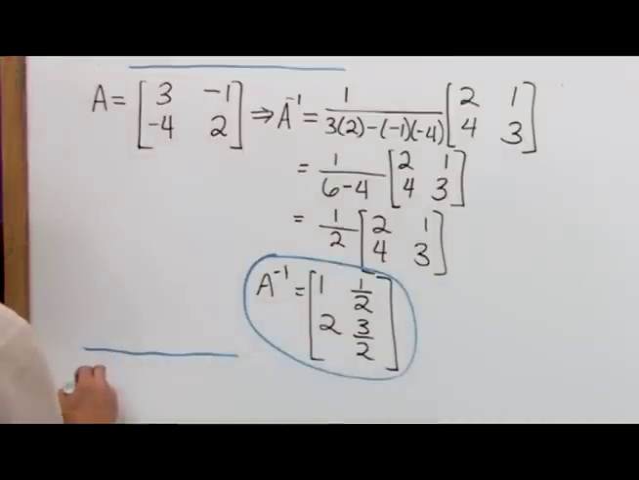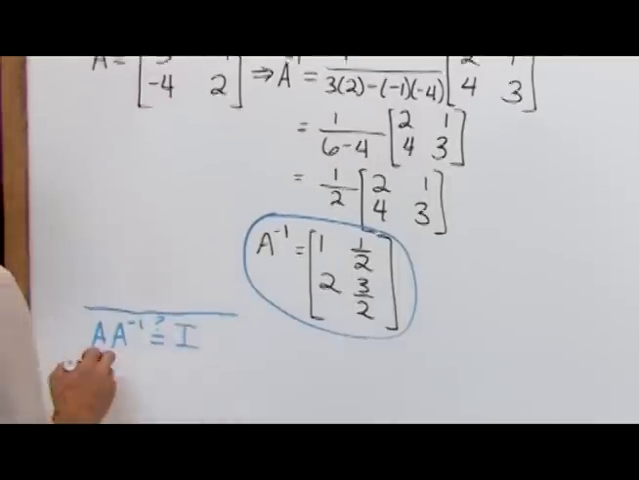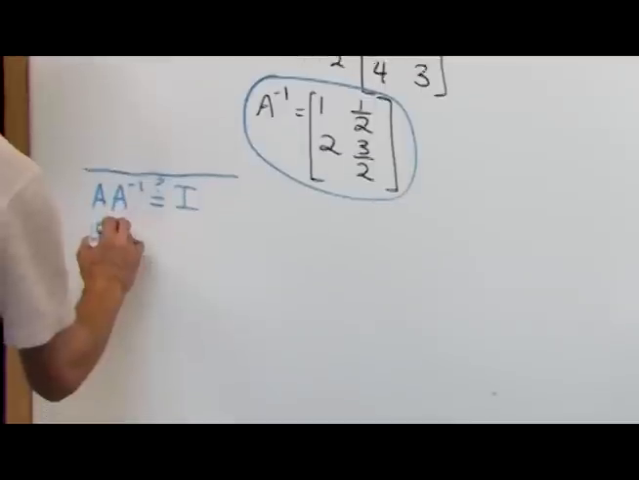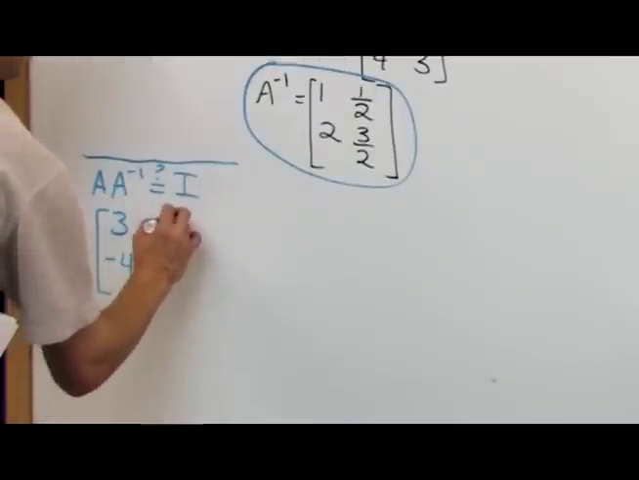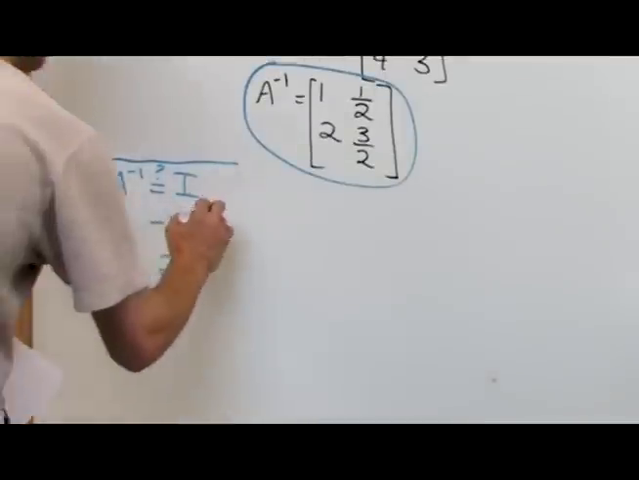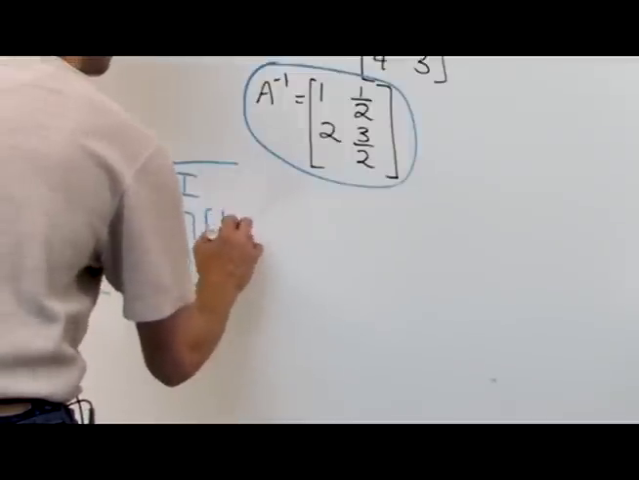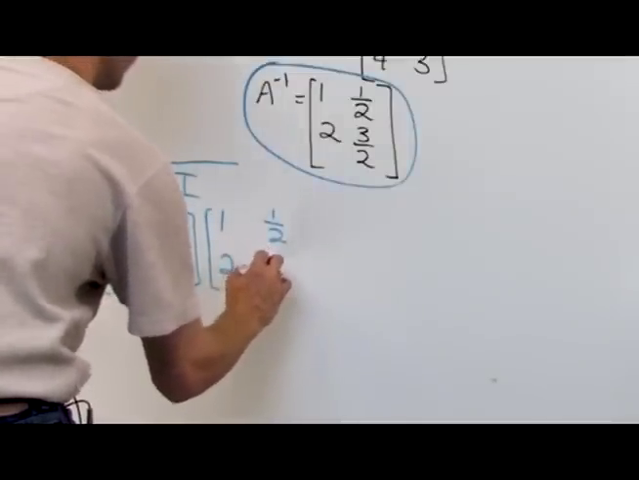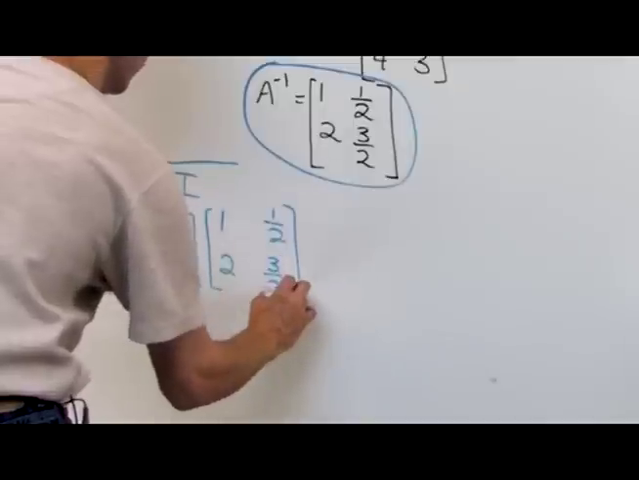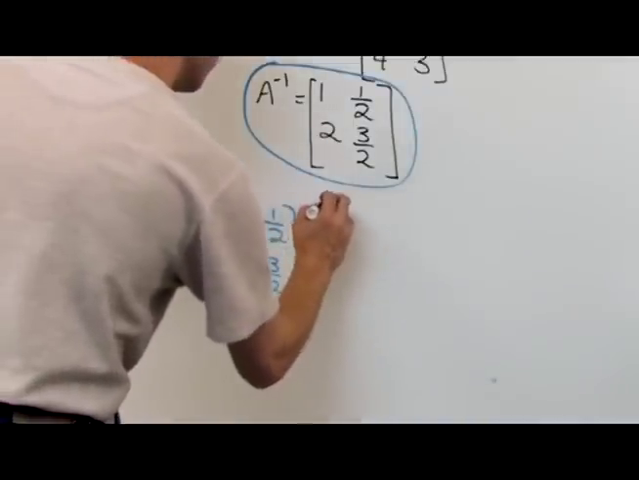Okay, so the question is: A times its inverse equal, with a question mark, to the identity matrix? The original matrix was 3, negative 1, negative 4, and 2, multiplied by its inverse, which is 1 and 1/2 and 2 and 3/2. Again, you have some fractions to deal with, so you just have to be a little bit careful, but it's okay. We're going to do everything one little step at a time.